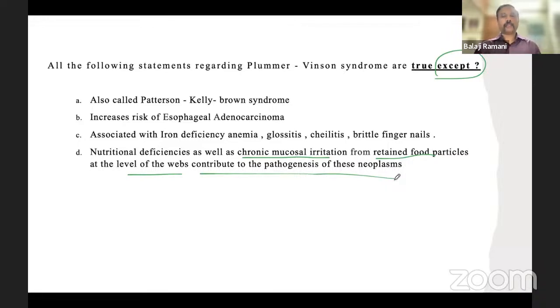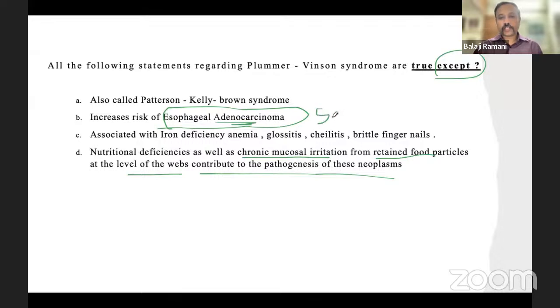So this is again a sitter, you can easily make out the answer to this question. But sometimes in our exams we miss the simple questions. So this is one such example of that. I believe a percentage of people mark this wrong. The answer, which is the false statement, is of course esophageal adenocarcinoma.